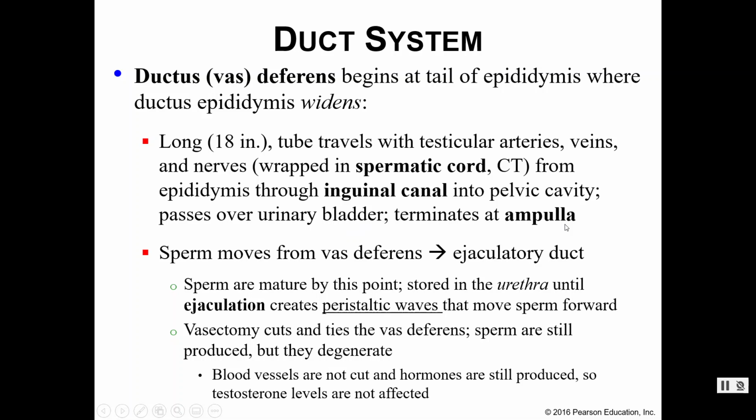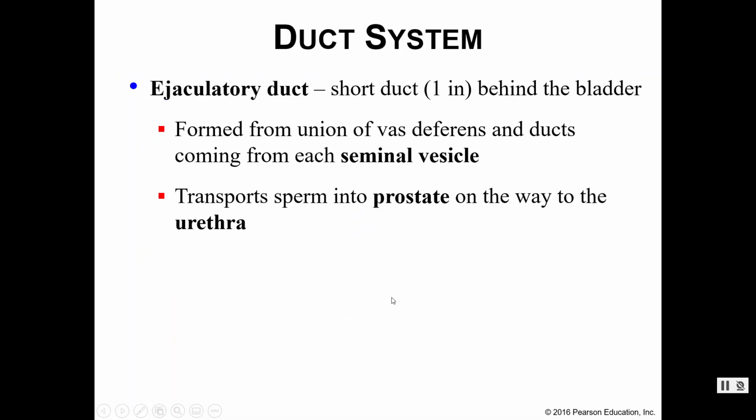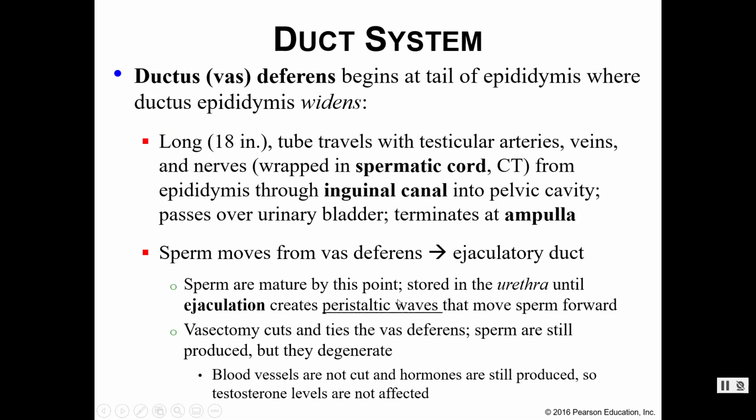As sperm moves through the vas deferens, the next stop will be the ejaculatory duct. By this point, they are mature sperm. They are ready to fertilize an egg if we provide them the opportunity. These mature sperm are stored until ejaculation causes them to move forward through the next part of the tube during the peristaltic wave contractions.